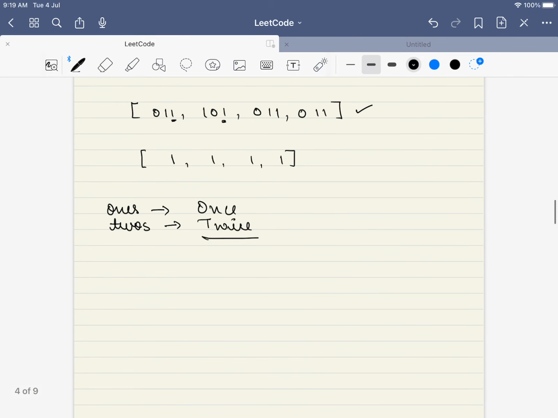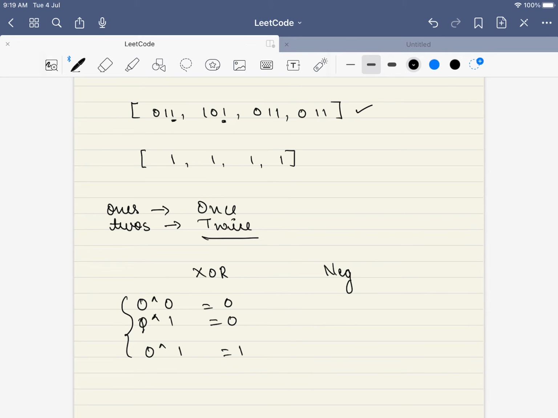Before that, we should know two operations. One is the XOR operation and the other is the negation operation. What is the XOR operation? The XOR of any number with itself, that is 0 XOR 0 or 1 XOR 1, will be equal to 0. And the XOR of 1 and 0 will be equal to 1. So this is the condition with XOR.